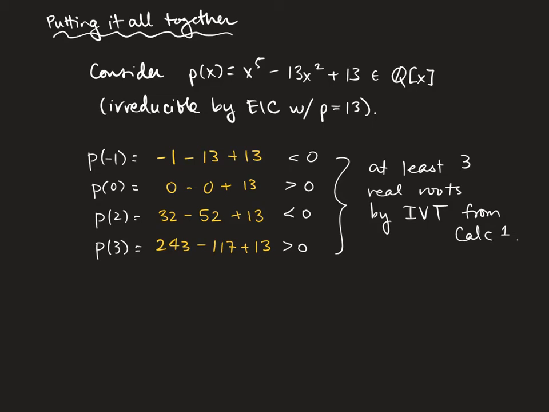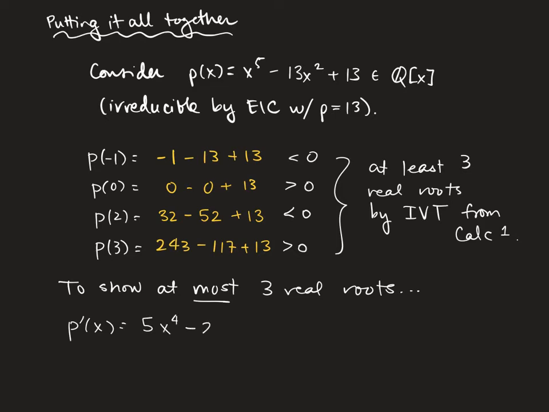Now, I want to also show that I have at most 3 real roots, so that I'm forced to have 2 complex roots. We'll see why soon. So I'm going to do some analysis with the first derivative to show where I'm increasing and decreasing. So let's take the derivative here. If I look at p prime, I'm going to get 5x to the fourth minus 26x. And let's see what's happening on these intervals between -1 and 0, 0 and 2, and 2 and 3.